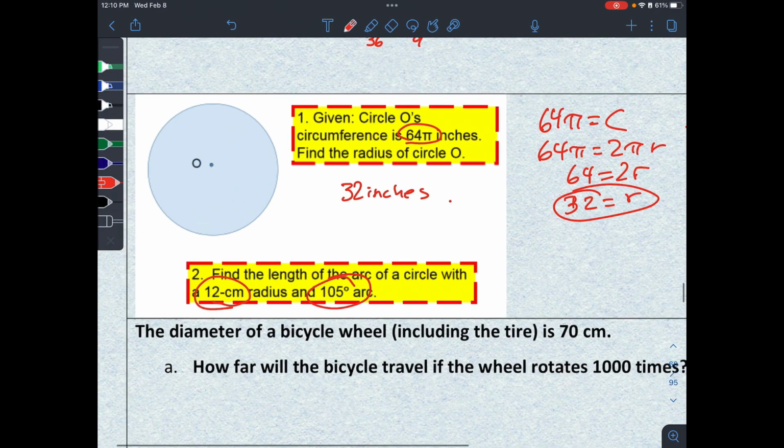We got to find the length of the arc, and we've got 12, and we've got 105 degrees.